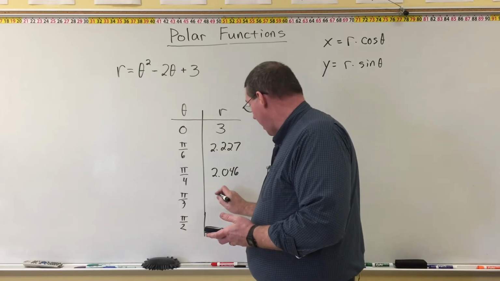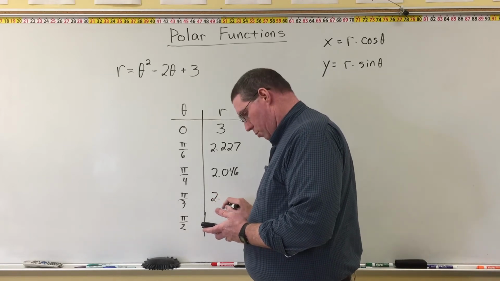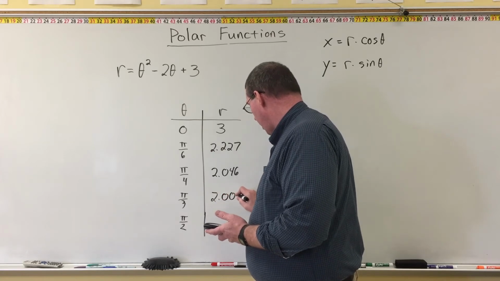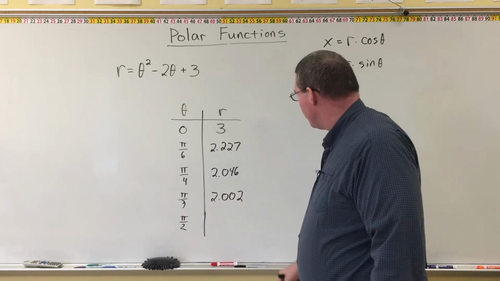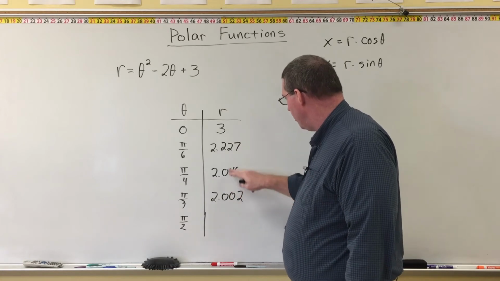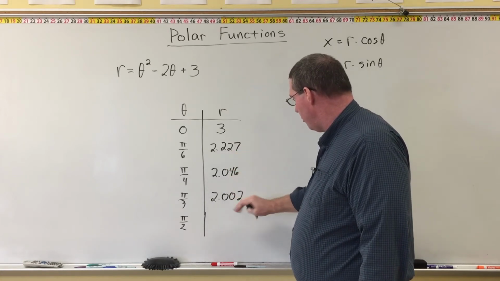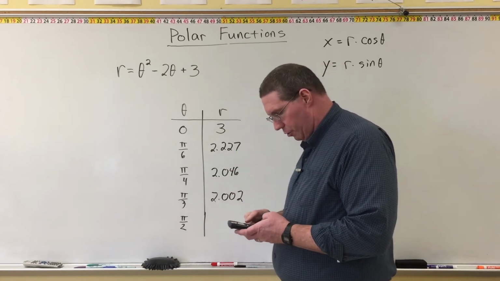And it's going down again, but this time it's 2.002. All right? You know, this almost looks like an asymptote, like I'm going from 3 down to 2. See, this is closer to 2, closer to 2, closer to 2. Let's see what happens at pi over 2.